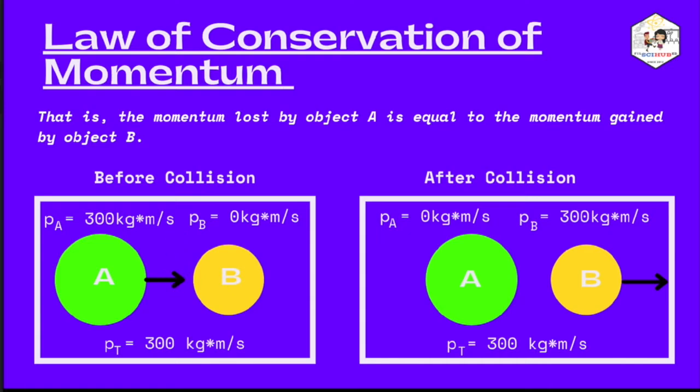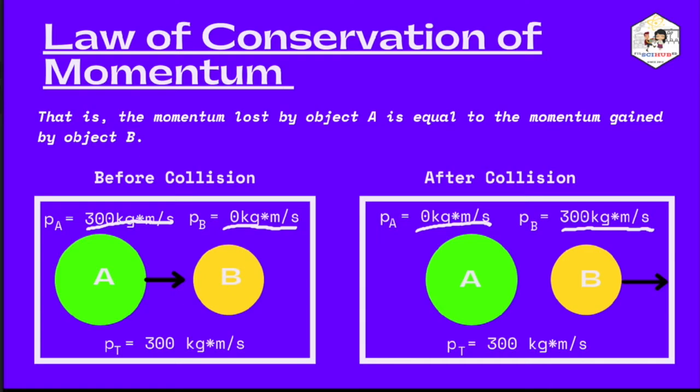Object A before collision had 300 kilogram meters per second na momentum, and after collision, 0 kilogram meters per second na lang siya. And si object B had a momentum of 0 kilogram meters per second before collision, and after collision, 300 kilogram meters per second yung nag-gain niya. Okay, so individually, we see that A had a change in momentum from 300 to 0. Si B, a change in momentum from 0 to 300.